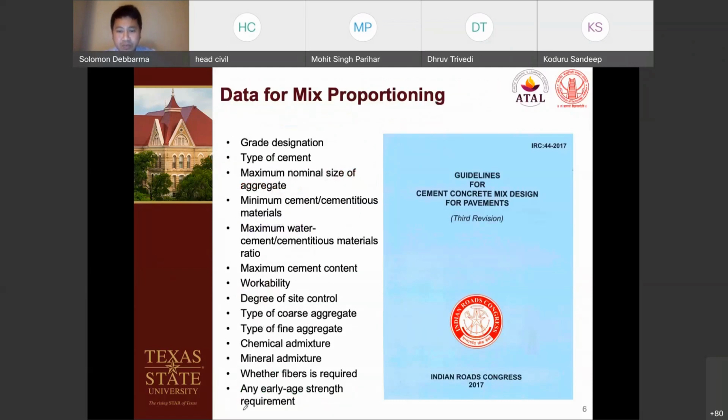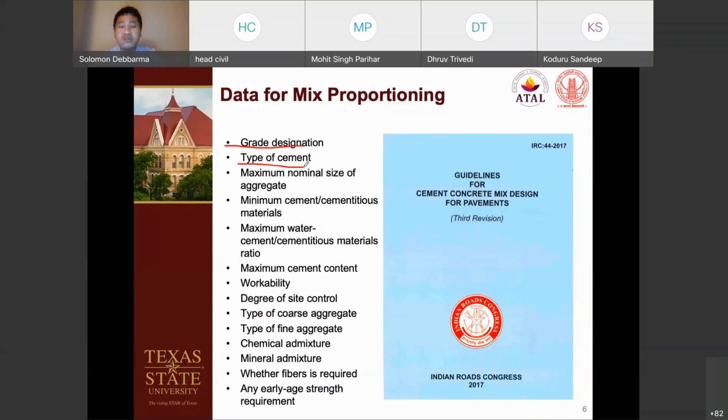So but before we go for the mix design, there are some data that we require for the mix design. Some of them are the grade designation. So before we design, we want to know what grade of the concrete we require. Should we go for an M40 grade concrete? Should we go for a higher grade? So these things should be known before the designing of the concrete mix.